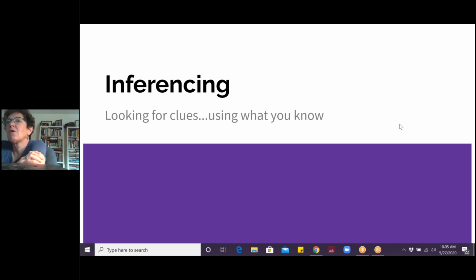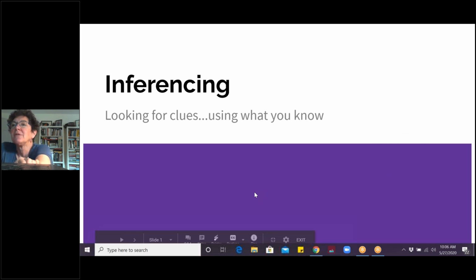Beautiful. Okay, so you can use inferencing in a lot of other subjects because really it helps you to understand a topic, or what an author is trying to tell you, or sometimes just what the problem is. You have to look for clues and use not only what is given to you, but what you also know. So inferencing is something that we do all the time.